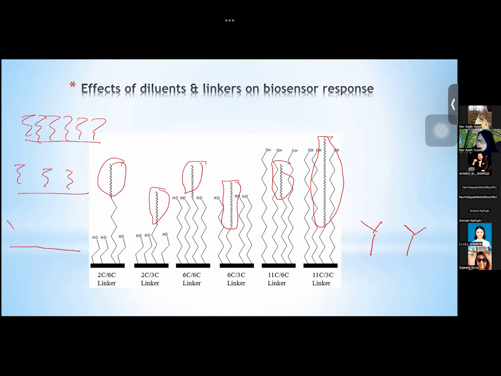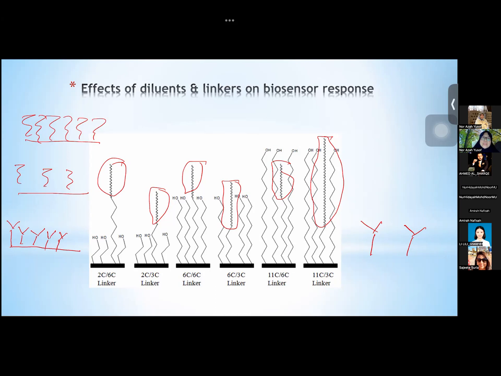Same goes to other molecules, other biomolecules. You probably think that if you put as much antibody on top of the sensor, it might give you a good signal, but that's not the case. Sometimes it actually gives you bad signals.